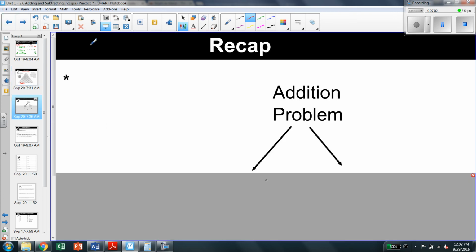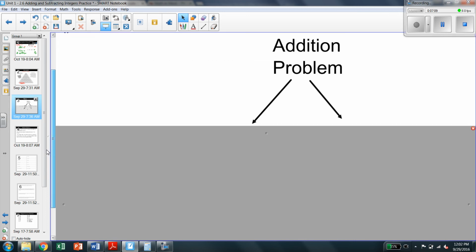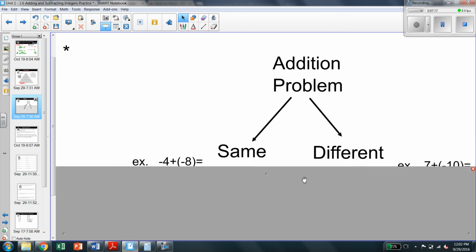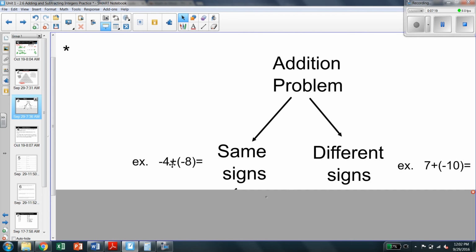So that was the homework. So to recap, when we're working with addition problems, we have one of two situations. Either both of the signs are the same, or one's a positive and one's a negative. So if they're both the same, we either are adding two negatives together, or our old friends, two positives together. I'm just pulling random numbers, right? Two negatives, two positives. Or one's a positive, one's a negative, or they're switched.